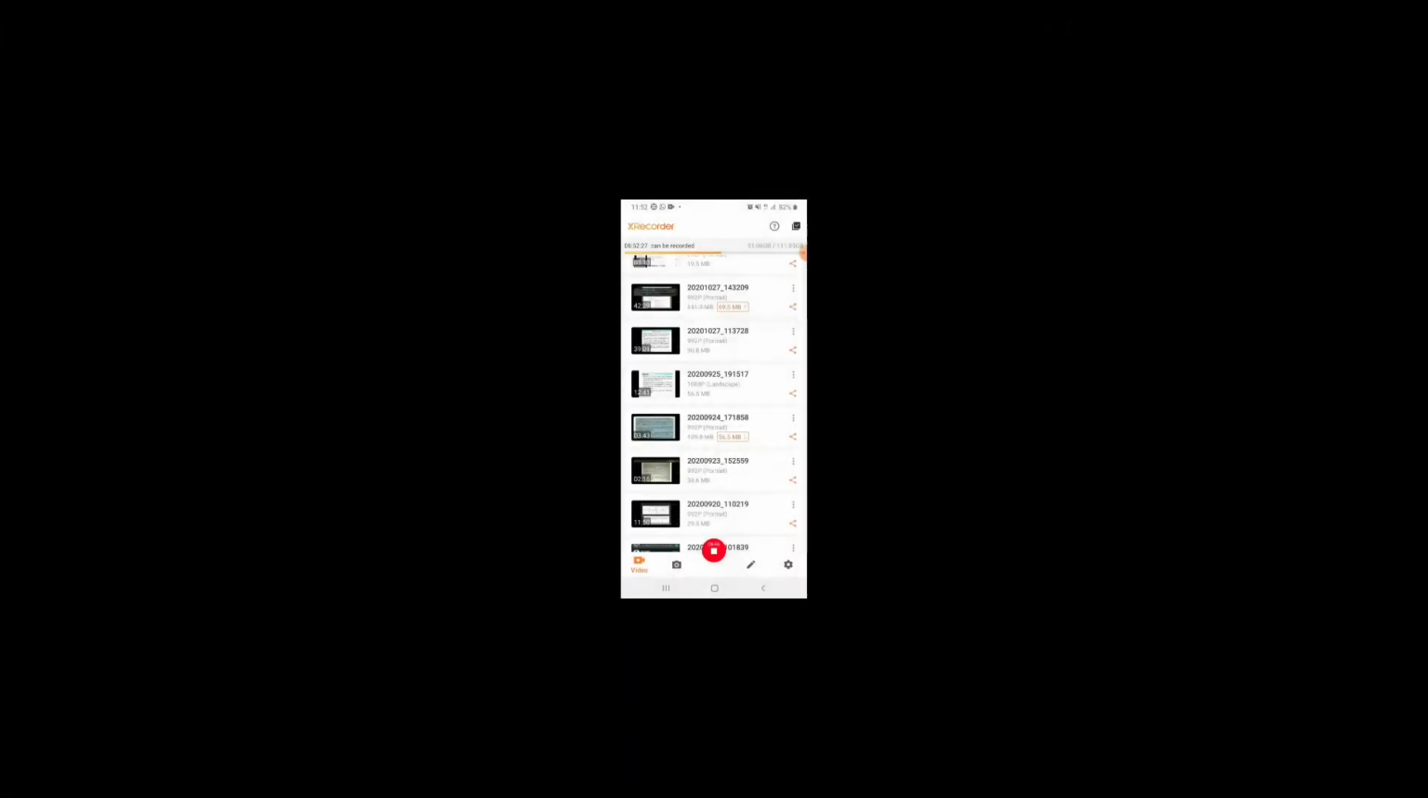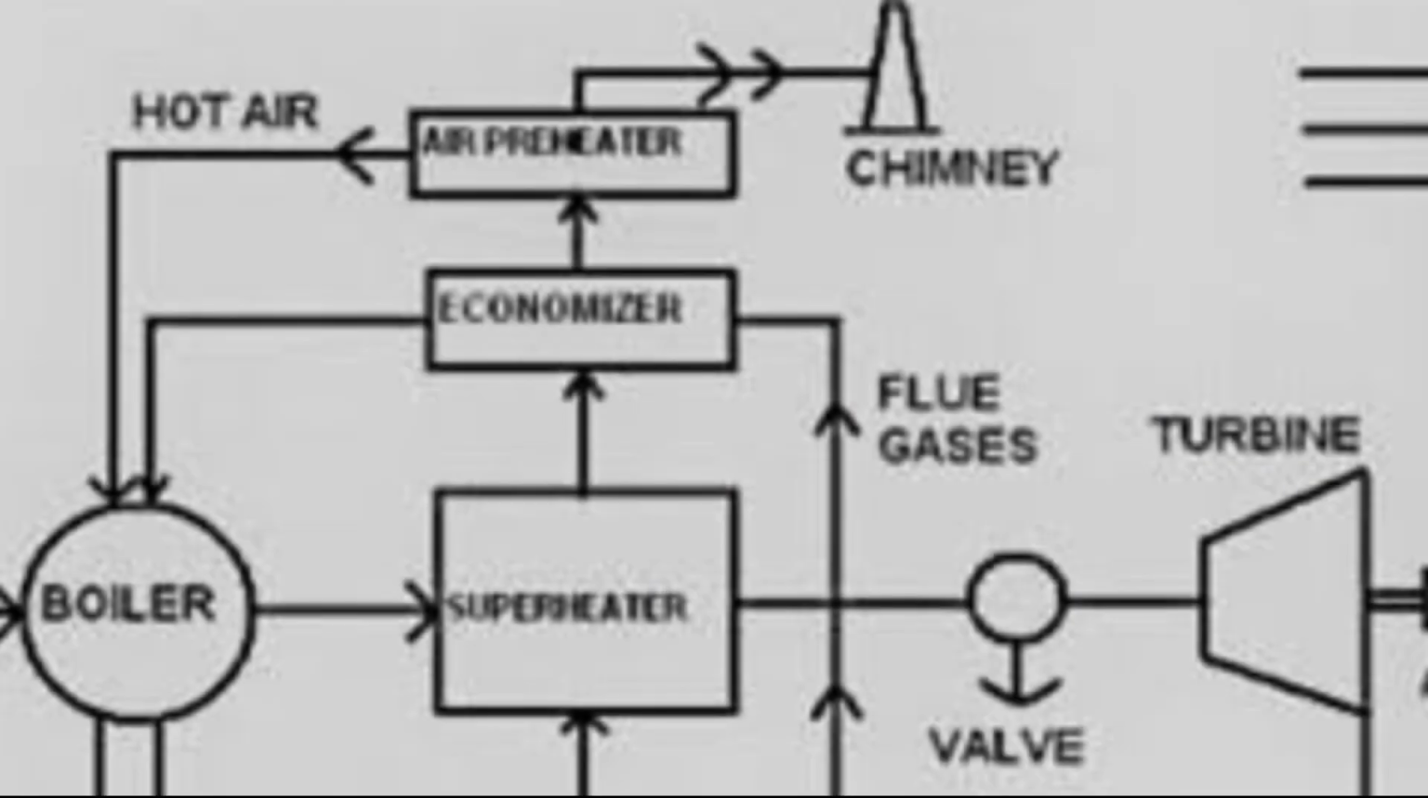Next, economizer. An economizer is essentially a feed water heater and derives heat from the flue gases for this purpose. The feed water is fed to the economizer before supplying to the boiler. The economizer extracts a part of heat of flue gases to increase the feed water temperature. Next, about air preheater.